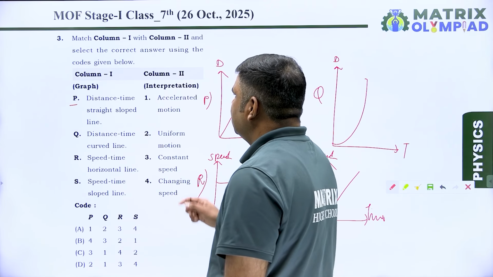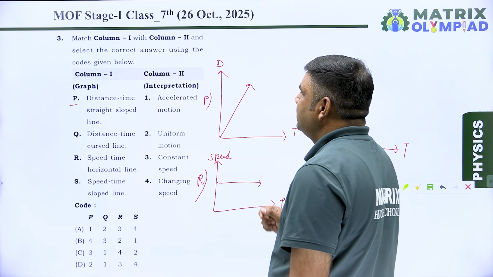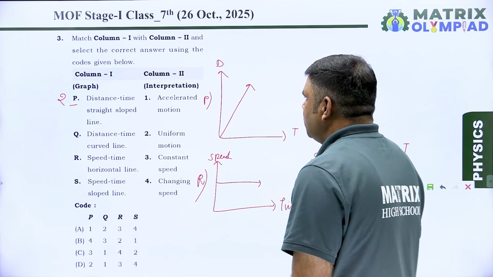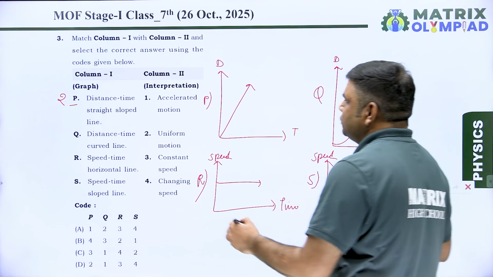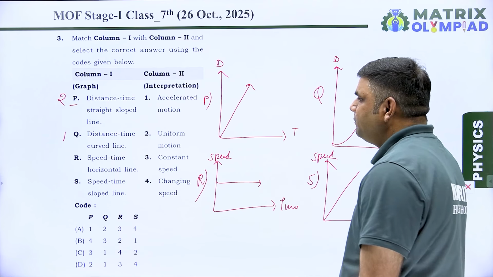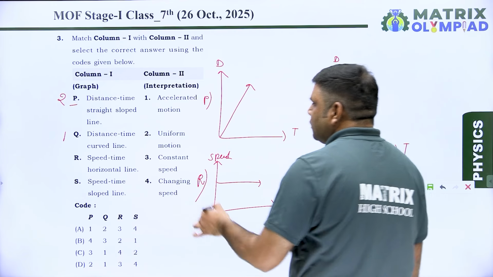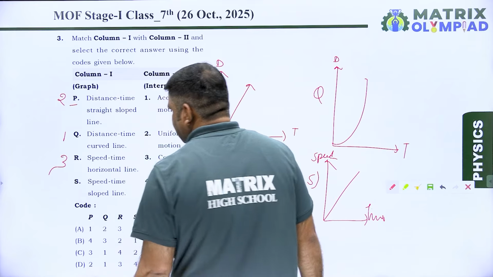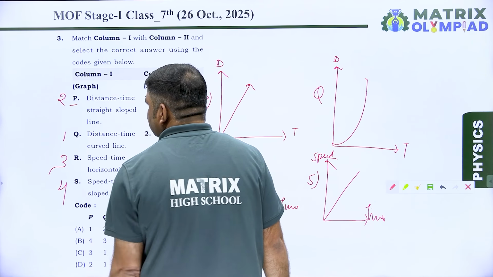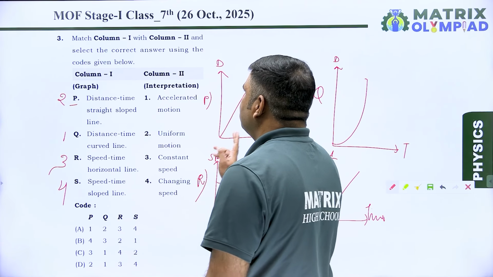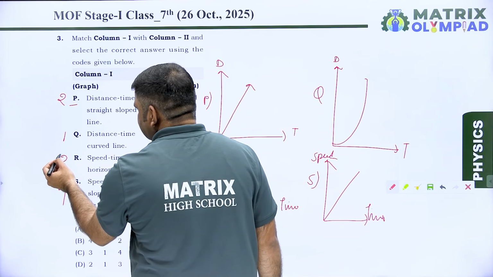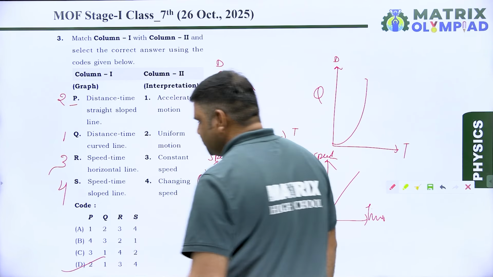So now we have to match. Distance, time, straight line shows uniform motion. So P is matched with 2. Distance, time, curved line shows accelerated motion. Q is matched with first. Speed, time, horizontal line shows constant speed, third. And speed, time, sloped line shows changing speed. So this is the match the column with column second. So our correct answer will be 2, first, 3 and 4th. So correct answer will be option D.